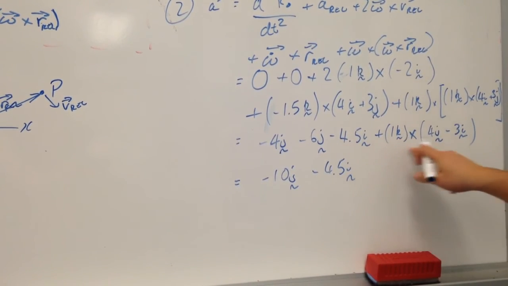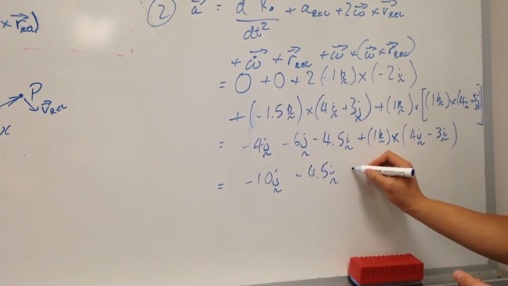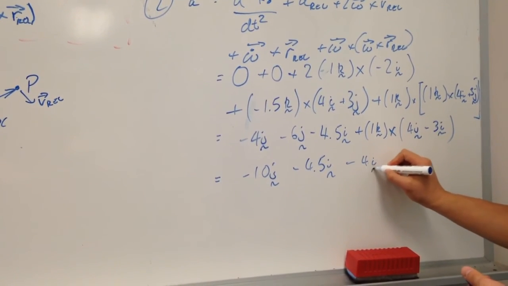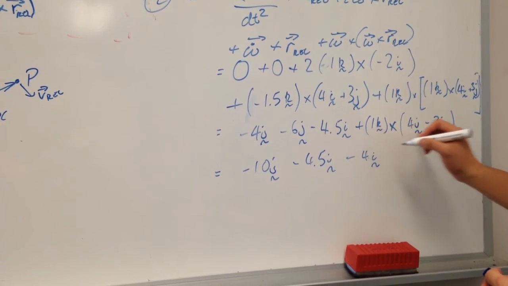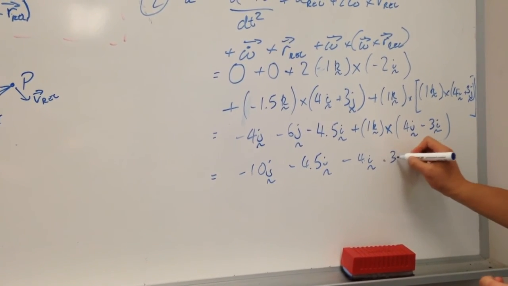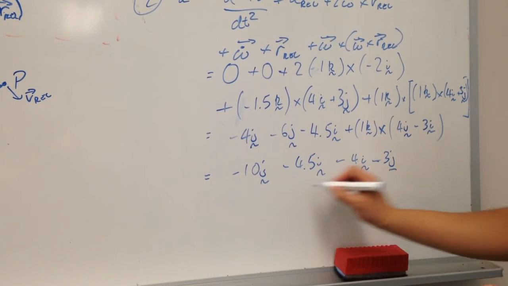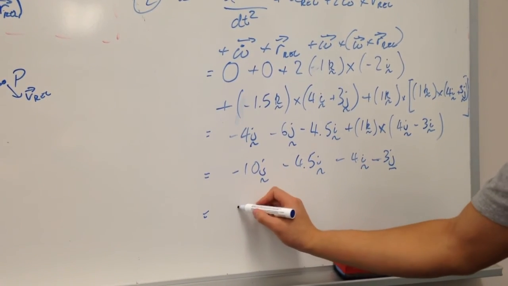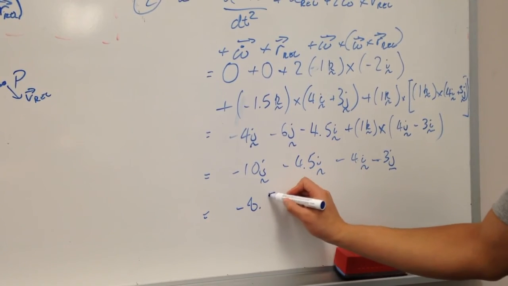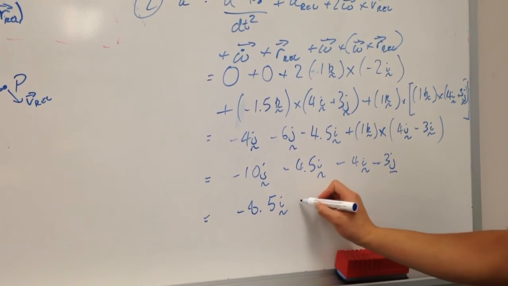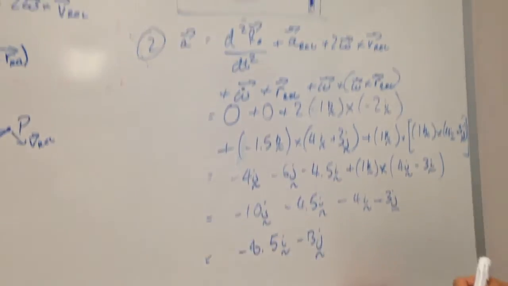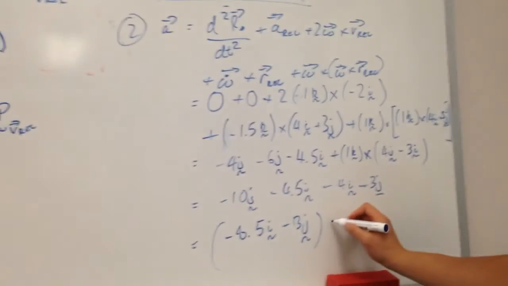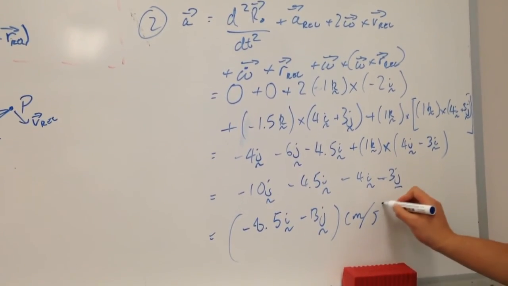And this cross product is 4i, k cross i, take 3j. So that gives us -8.5i, take 13j. And that's centimeters per second squared.